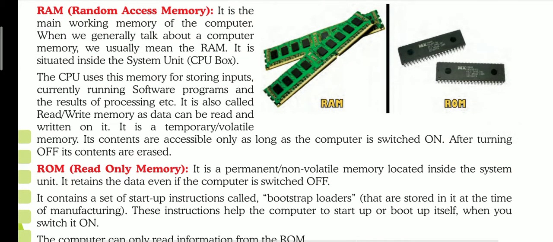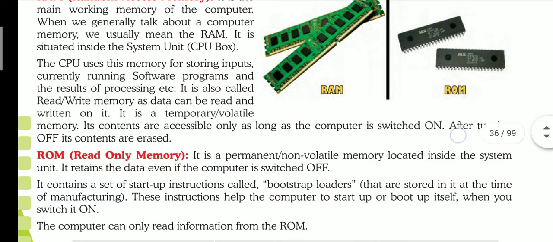The CPU uses this memory for storing inputs, currently running software programs, and results of processing, etc. It is also called read-write memory, as data can be read and written on it. It is a temporary or volatile memory. Its contents are accessible only as long as the computer is switched on. After turning off, its contents are erased.